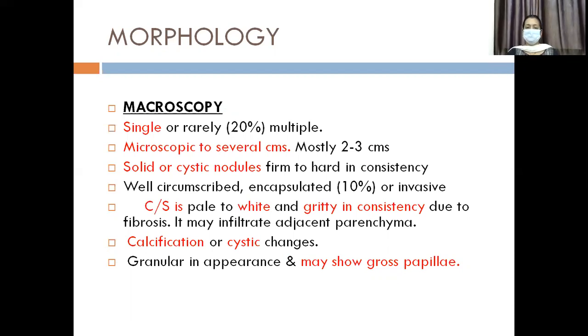So it's well circumscribed, and the cut section is pale to white, firm in consistency due to fibrosis. It may infiltrate the edges into the parenchyma, with calcification and cystic change. I told you it's psammomatous, concentric, right? Psammomatous calcification is also seen in meningiomas. Okay, so just remember that psammomatous calcification is mostly seen in papillary carcinoma.